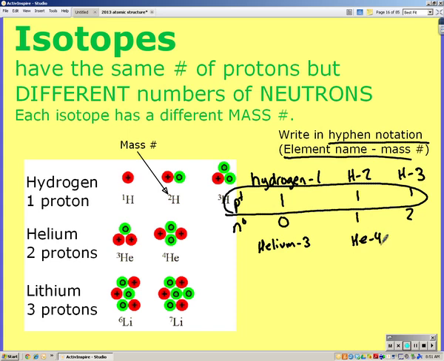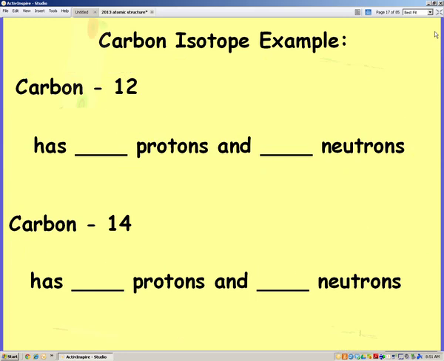Here you can see helium has 2 isotopes, helium-3 and helium-4. Helium-3 has 2 protons and 1 neutron, while helium-4 has 2 protons and 2 neutrons. Again, our protons stayed the same. For the 2 isotopes of lithium, lithium-6 and 7, they both have 3 protons, but lithium-6 has 3 neutrons while lithium-7 has 4. Isotopes have nothing to do with the electrons. It's only affecting the neutrons.